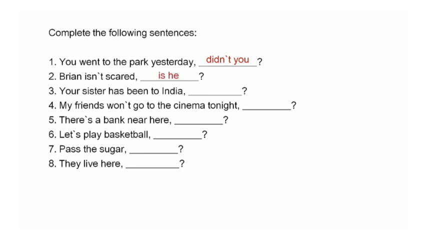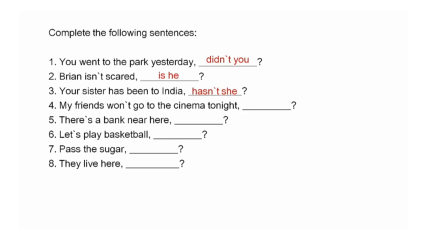The correct question tag here is he. Isn't becomes is, and we add he because the subject of the sentence is Brian. Number 3, your sister has been to India. What is the correct question tag here? It's hasn't she. Has becomes hasn't, and she because the subject of this sentence is your sister.